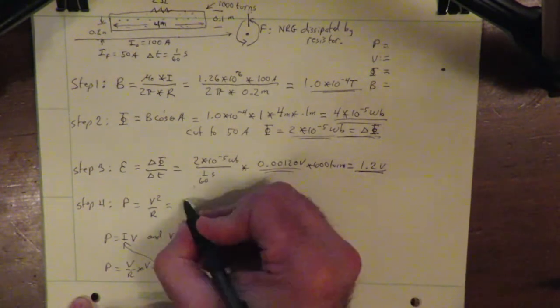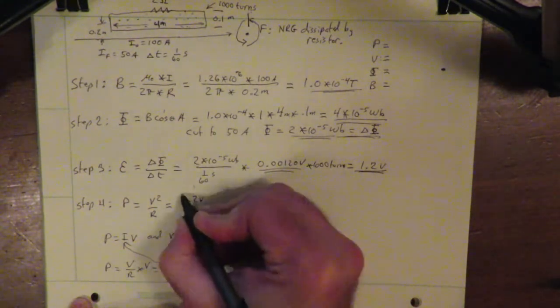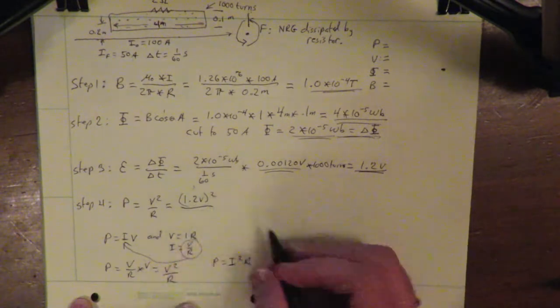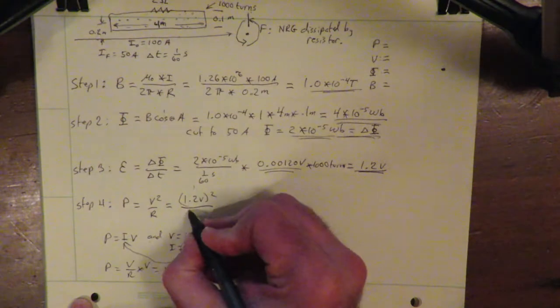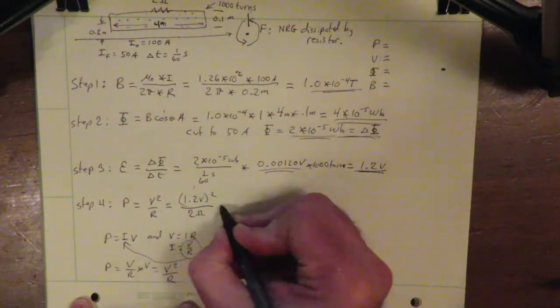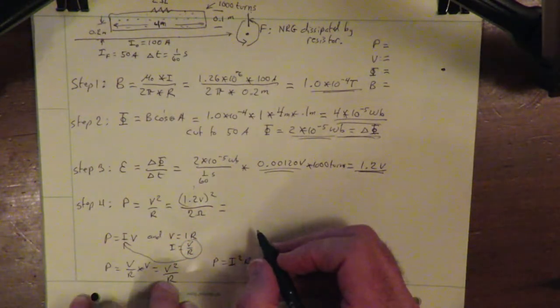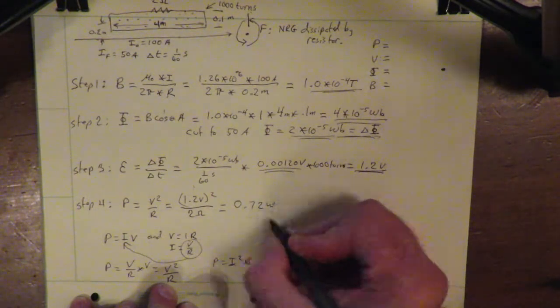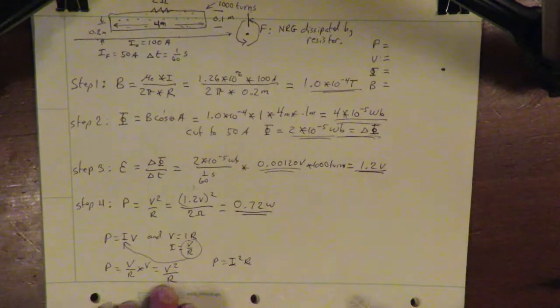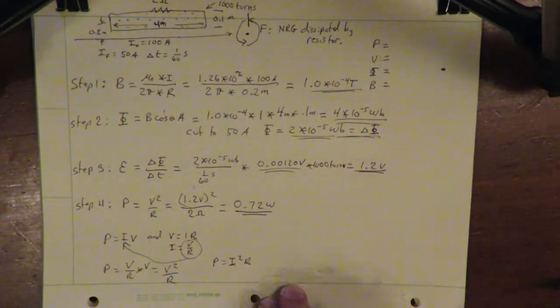So the voltage is 1.2 volts. We're going to square that. We're going to divide it by the resistance that exists in that circuit, which is 2 ohms. And we wind up with 0.72 watts. Fantastic. Okay, now what's a watt?